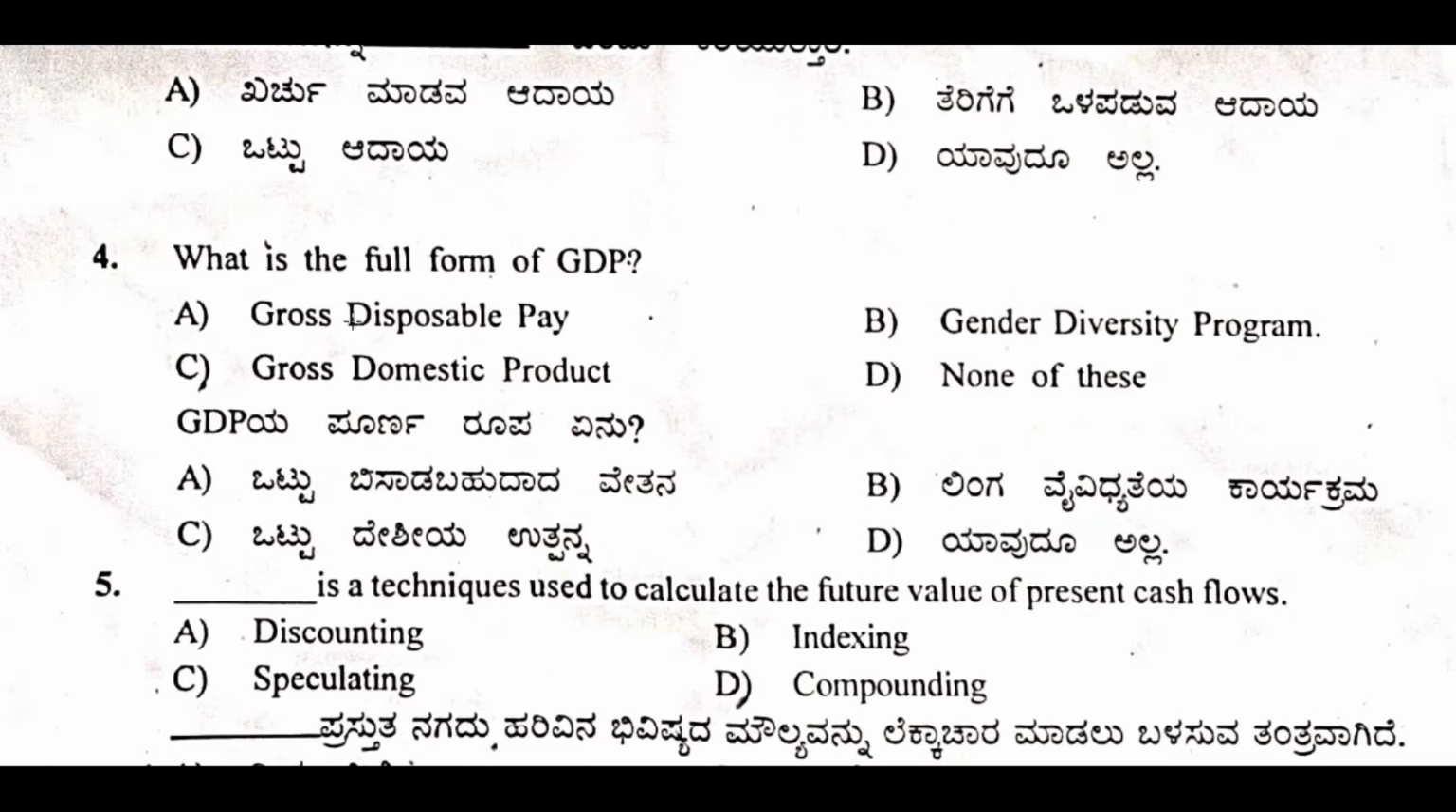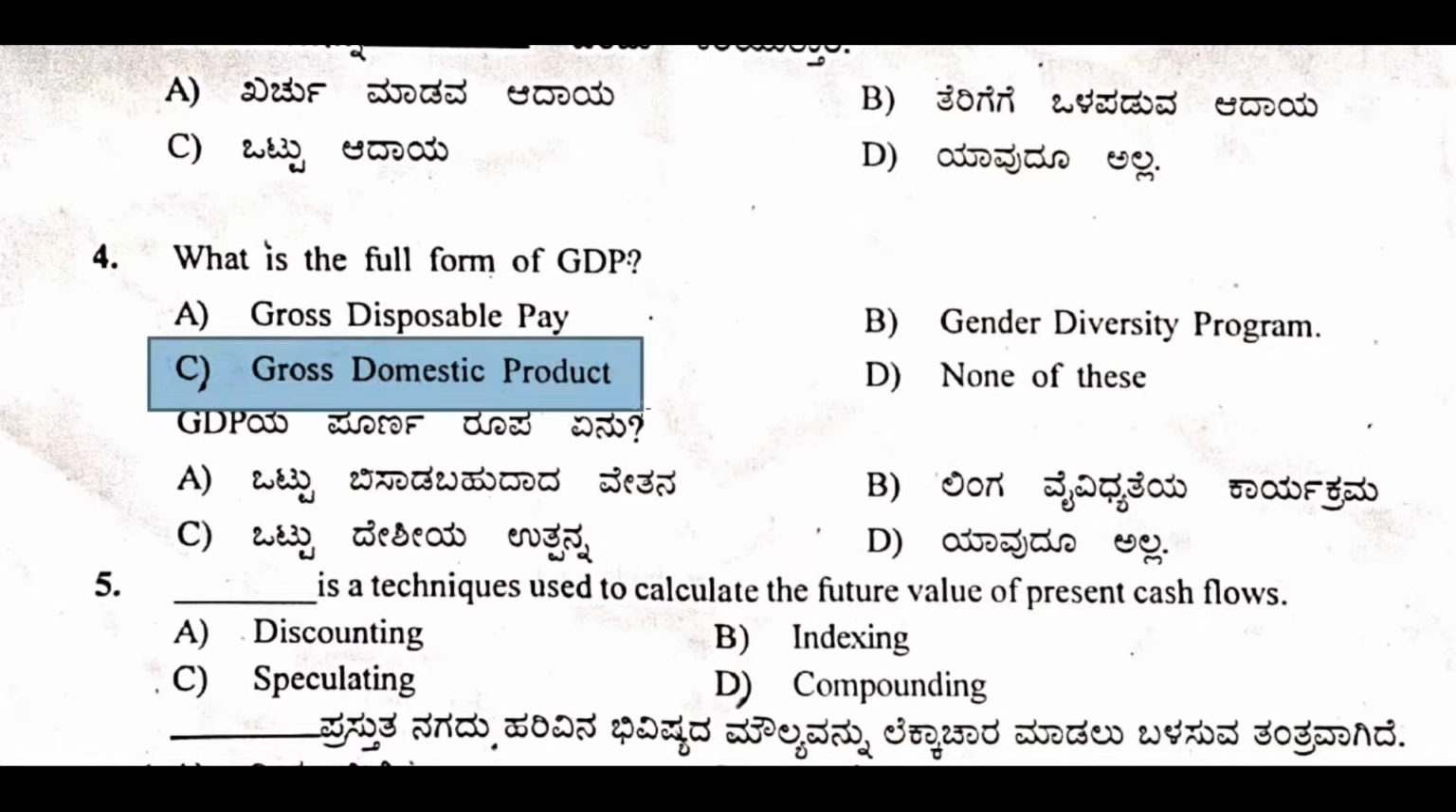Question number 4. What is the full form of GDP? You might have heard so many times GDP. So is it option A, gross disposable pay, or option B, gender diversity program, or option C, gross domestic product, or option D, none of these? The right option is option C, gross domestic product.